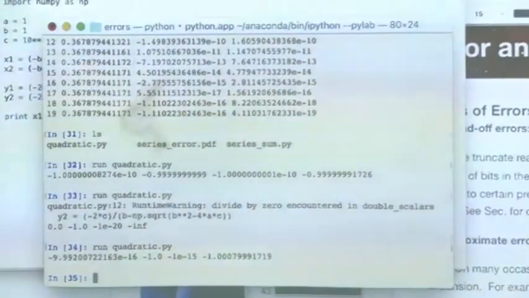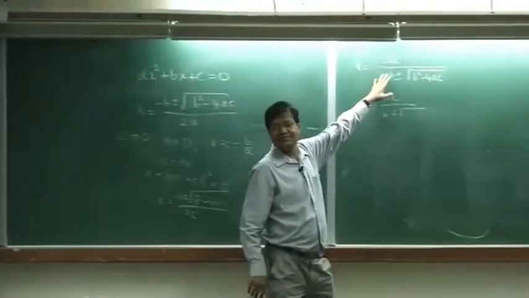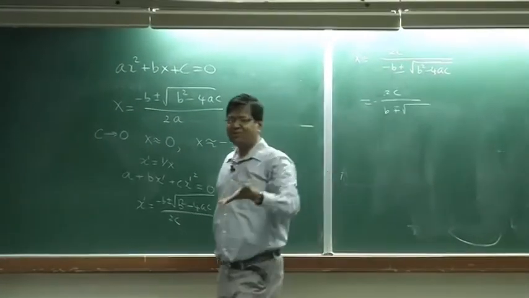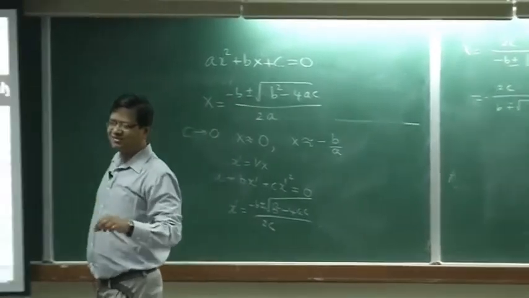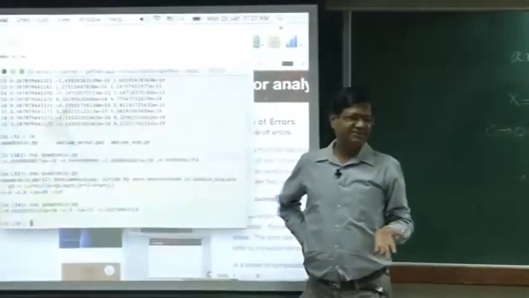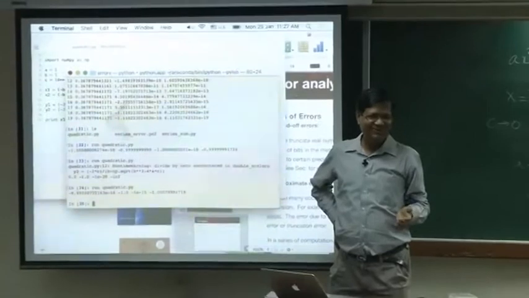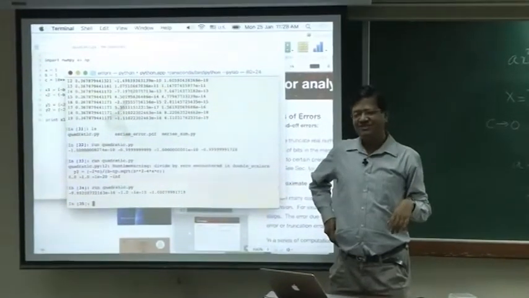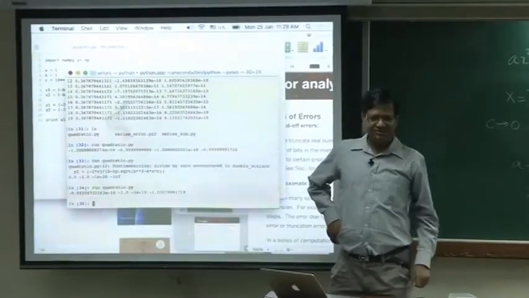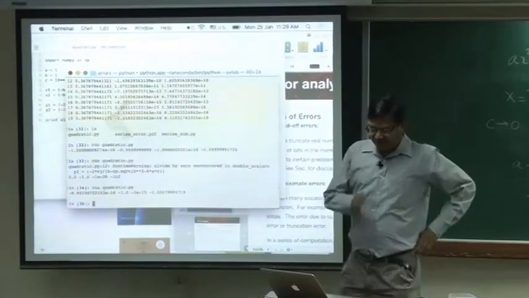Now, I may be asked why I am doing all this, but it turns out that this kind of thing will happen. In the homework for plotting, you will get 1 by r for the electric field. So you have to handle 1 by r, and you do not go close to the origin; you avoid the origin.